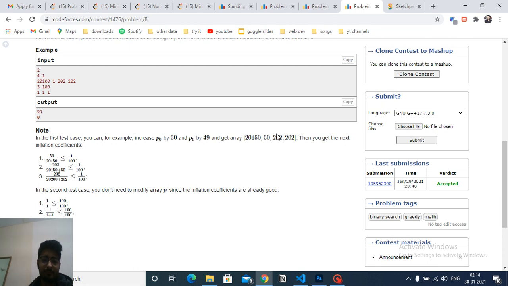So the total previous is equal to the original plus the increments. So this is the increment. As you can see, the total is 106 plus 50. So the inflation coefficient for this month is this value divided by the total, which is the summation of these values. So I hope you now understand what the inflation coefficient is.